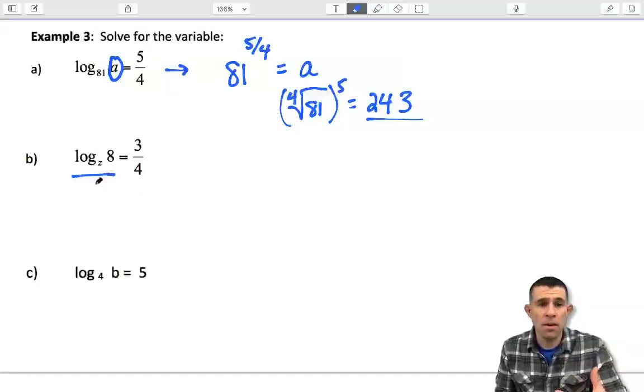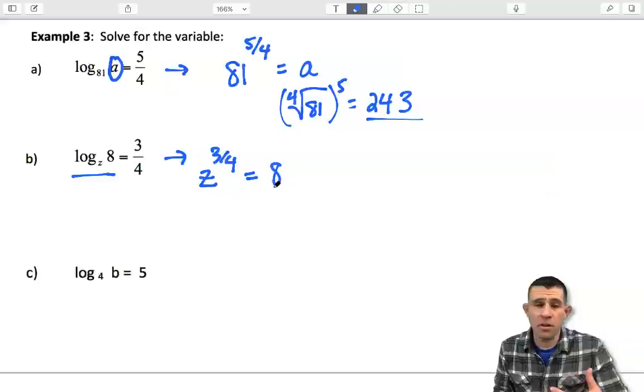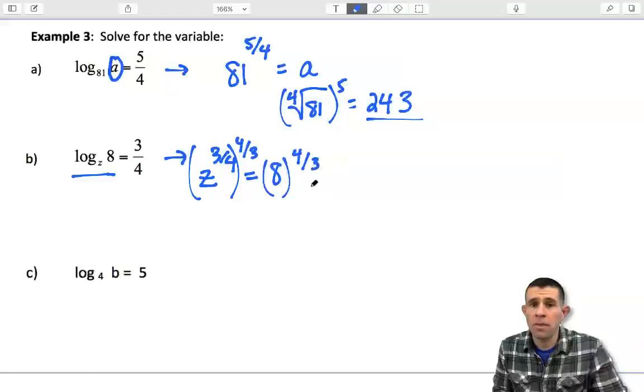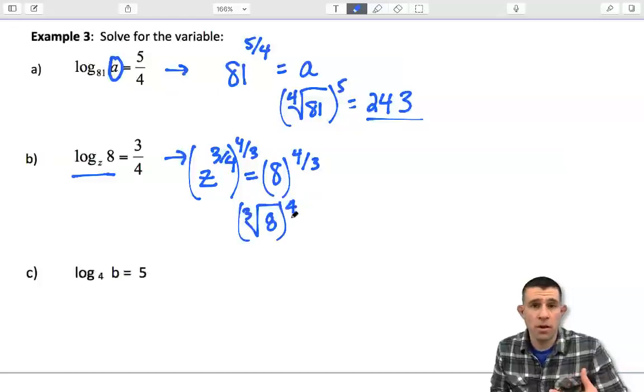All right, next one up is b. Here we see that log base z of my power is equal to 3/4, the exponent. So if I write this in exponential form now, z is the base I'm looking for here, to the 3/4 is equal to 8. All right, now in order to solve for z, remember how to undo this power. I'm simply going to raise both sides to the reciprocal power. So I'm going to take 8 and raise it to the 4/3 power, which again means I'm going to take the cube root of 8 and then whatever that result is, take that to the 4th power.